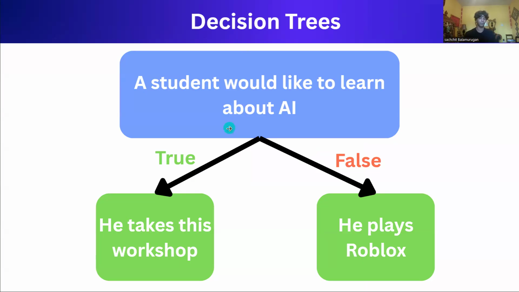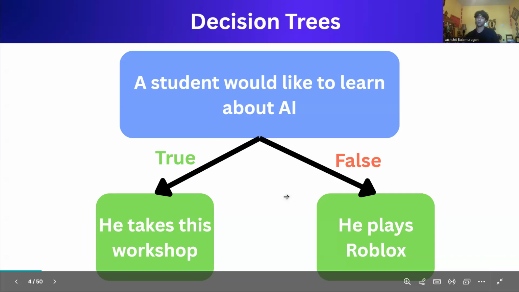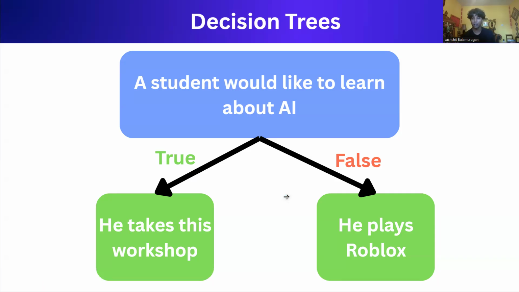Let's see. Decision trees. Let's take this example here. A student would like to learn about AI. If that's true, he takes this course, this workshop. If that's not true, he plays Roblox. So you get a general sense of how decision trees work, right? We have a statement, and if that statement is true, the model goes and performs this.